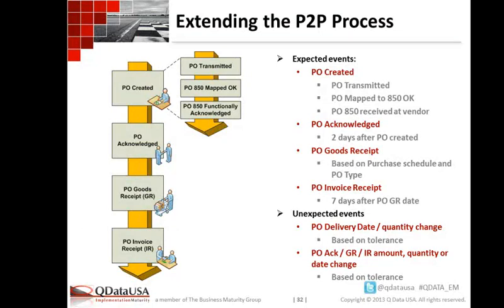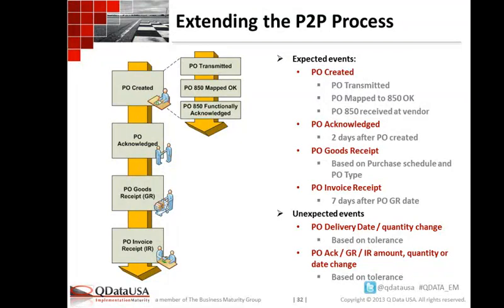Okay. So if we look at the expected events from an overview on the right-hand side, from our PO status piece, we have PO transmitted, we have PO mapped, and then we have PO 850 received at the vendor. Then we have acknowledged, the expected event being 2 days after the PO created. So it's based on your supplier agreement, but in this one they had 2 days to respond to that one. And then the goods receipt was based on the PO schedule. Invoice receipt, 7 days after goods receipt date. That was the business process that they put out there.